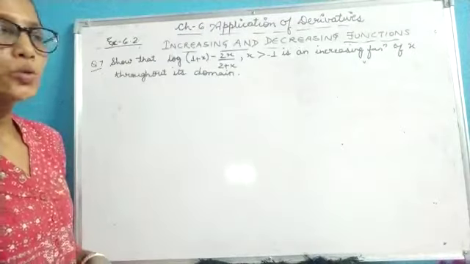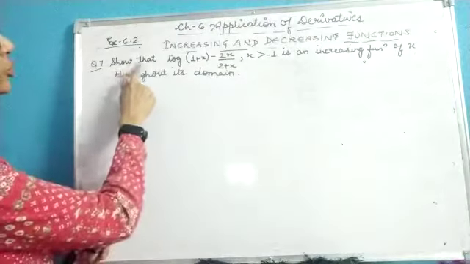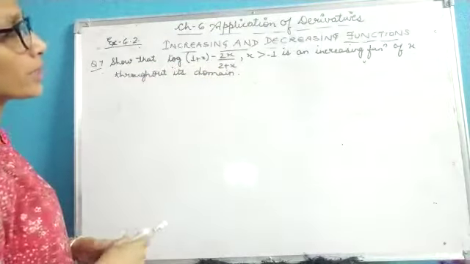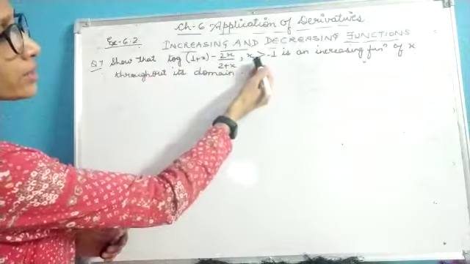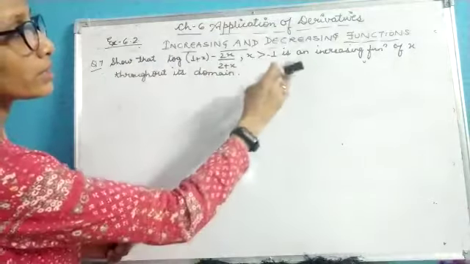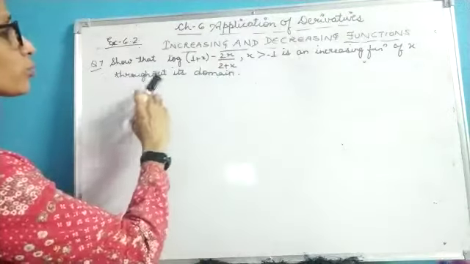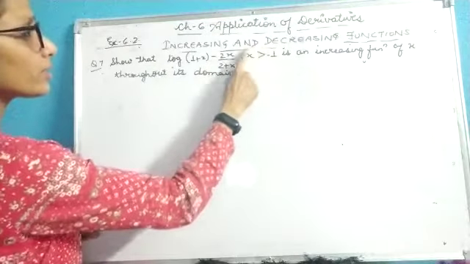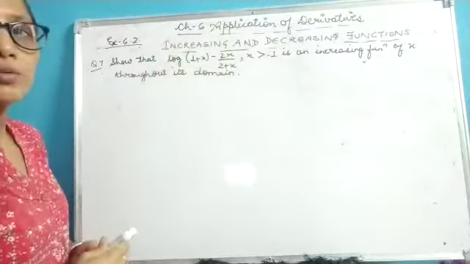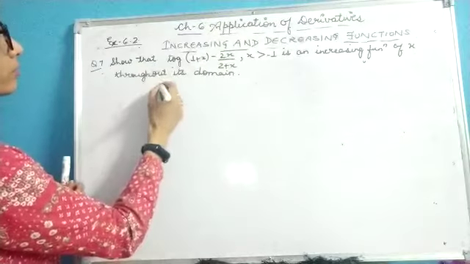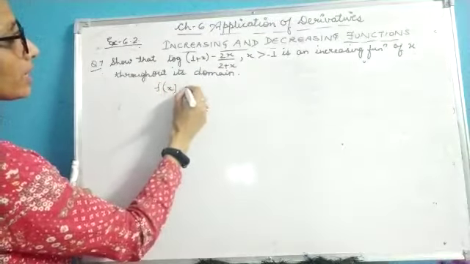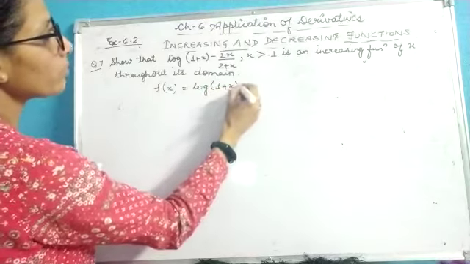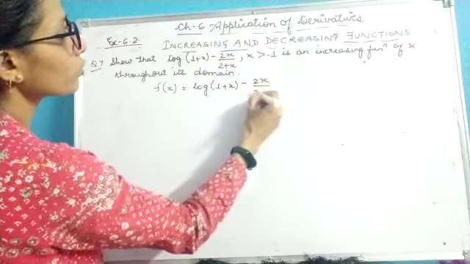Let's see this question, children. It is given, show that log of 1 plus x minus 2x upon 2 plus x, where x is greater than or equal to minus 1, is an increasing function of x throughout its domain. So let's see whether it gives us x is greater than minus 1 or not. So for this we have the function as log of 1 plus x minus 2x by 2 plus x.